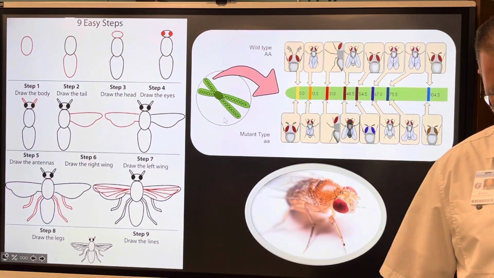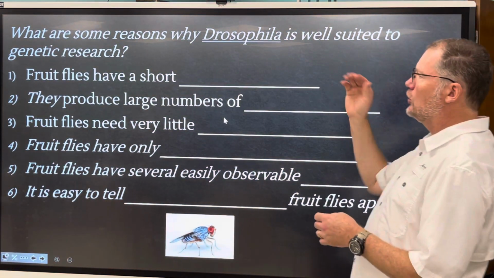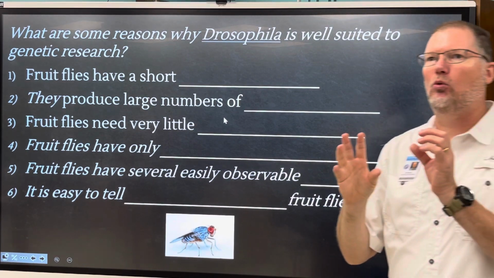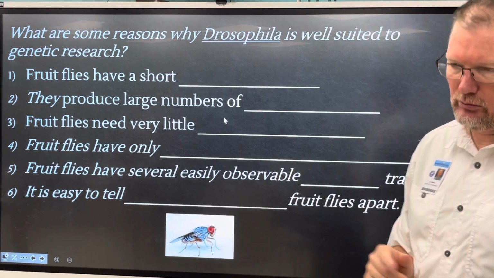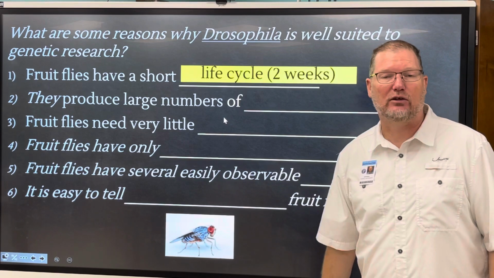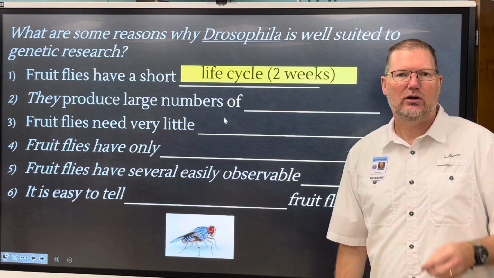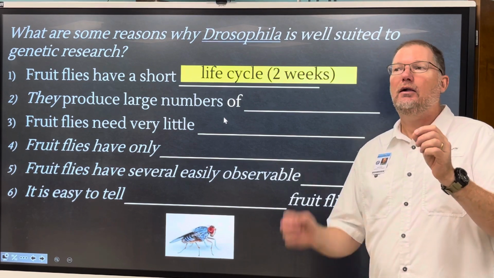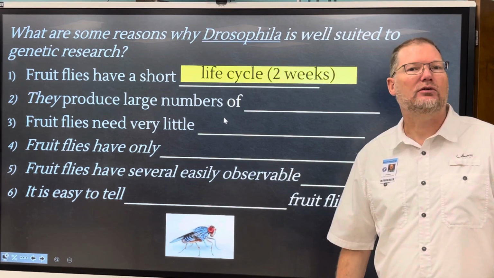Okay, so you should be done with your drawing by now. So what are some reasons why Drosophila are well suited? Just like the peas, but now a little bit more complex. We're talking about sex-linked traits here, and we'll get to that more in a moment. Okay, so they have a very fast life cycle, 2 weeks. How long does it take for a pea plant to grow from a seed to a mature pea plant and then have flowers and then have fruit? It's longer than 2 weeks, okay?